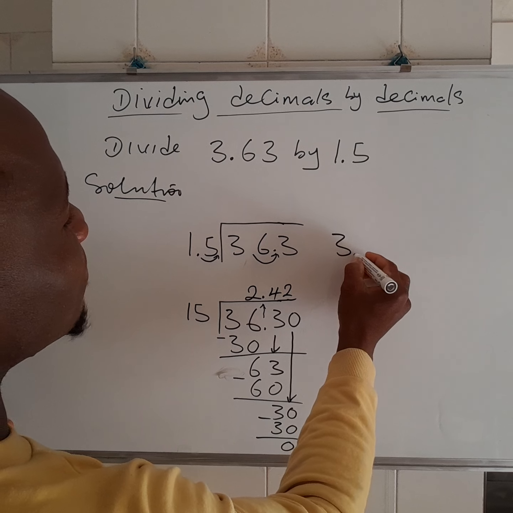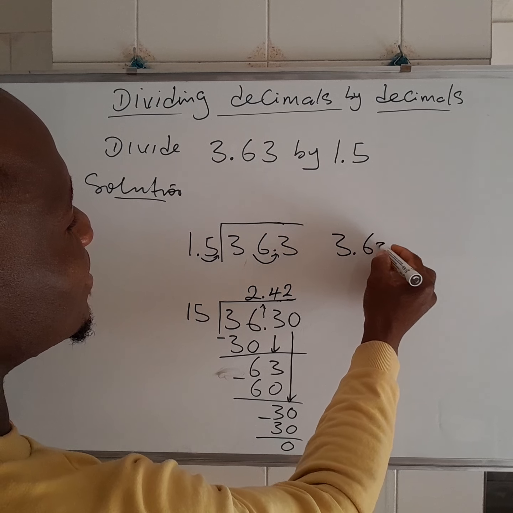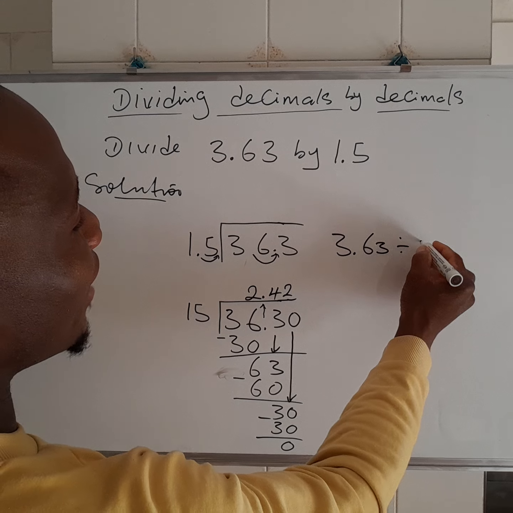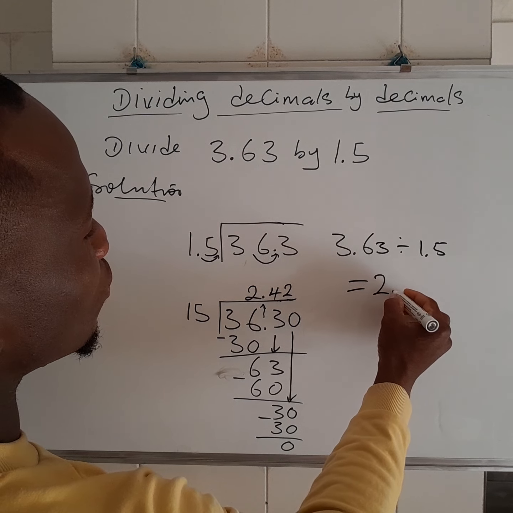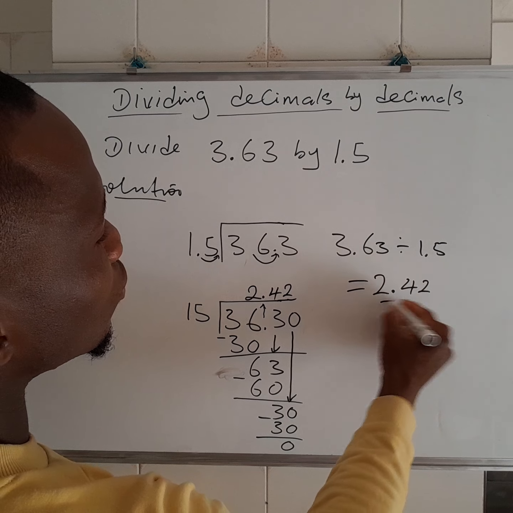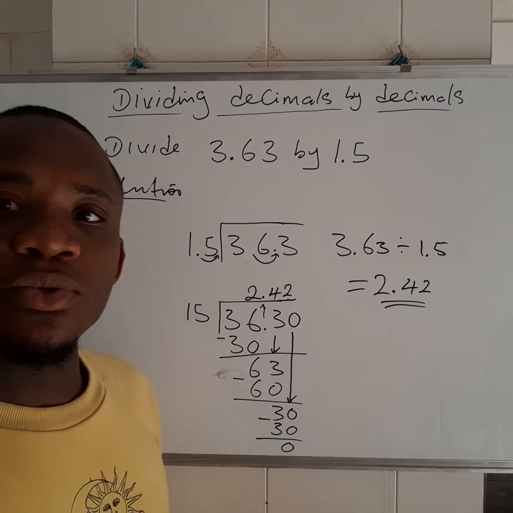So when you divide 3.63 by 1.5, your result is what? 2.42. So this is how to solve this kind of problem.